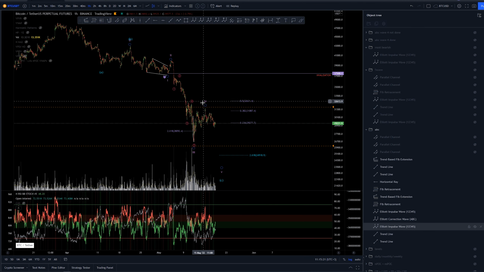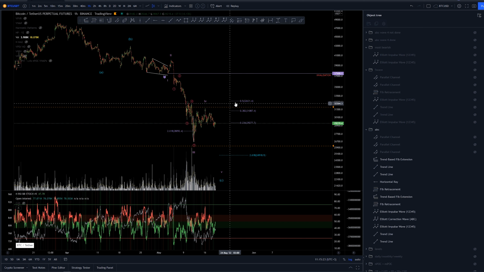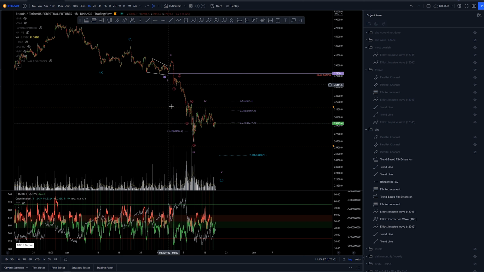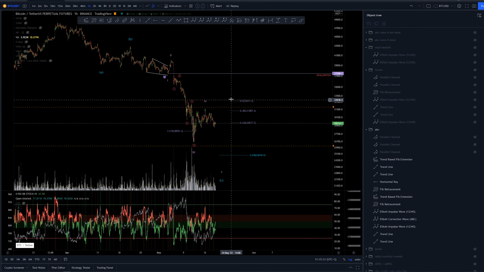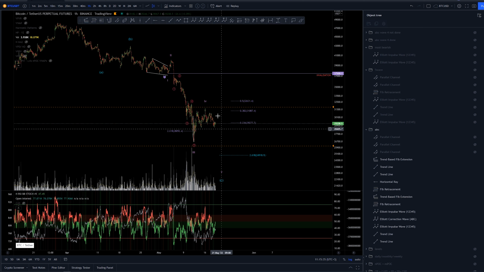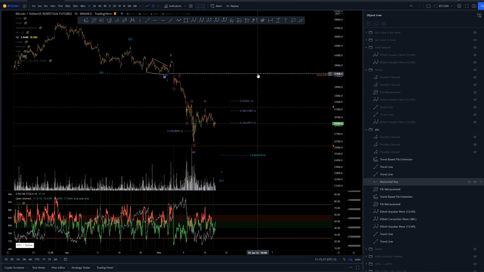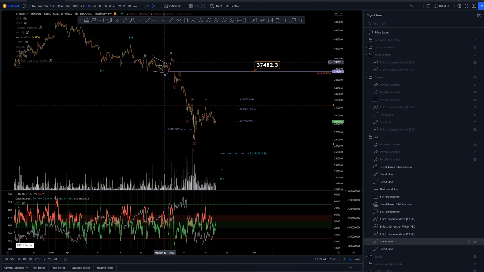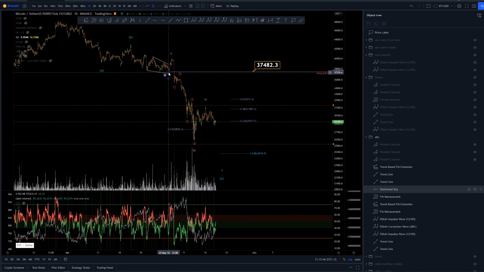For the wave 4 of this subminuet count, we have already reached the target of the 38.2 retracement of the wave 3 move. So it doesn't need to go higher, but there is a chance that it will. Invalidation for this count is here at around 37,500, when wave 4 would get into the area of wave 1.